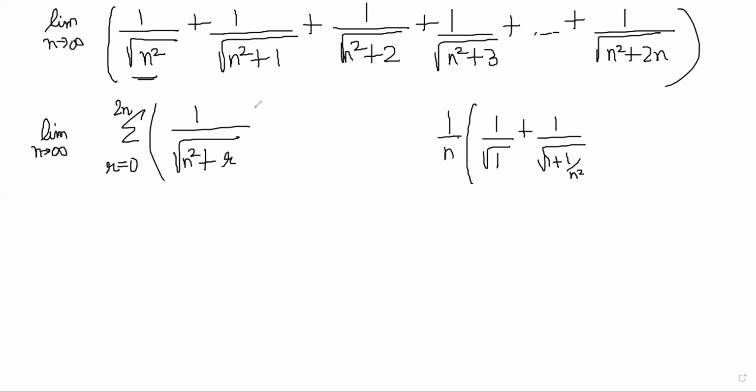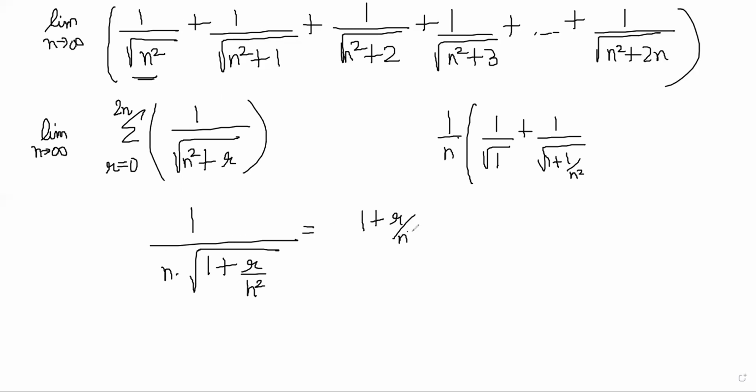Oh, wait. We can do binomial theorem, no, at least. We can do Taylor series and all. For a negative index, we can use it. Now it will be done, I think. So you can say 1 plus r by n square to the power minus half, divided by n. Okay, great. And the summation is also there, r goes from 0 to 2n. So first I will simplify this part and then I will think about the summation.